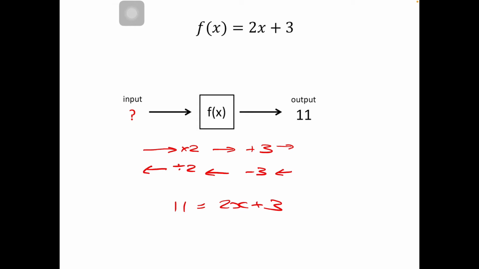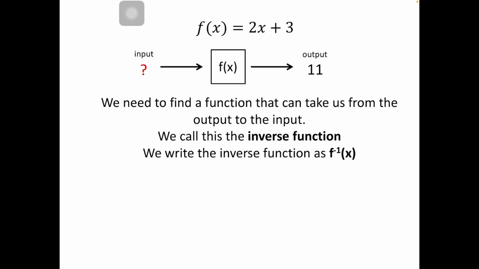However, what we don't want to do is have to solve for every single output we have. We don't want to have to keep solving equations each time, because it could get quite cumbersome, especially if we've got a more complex function each time. So what we need to think about instead is, can we create ourselves a function itself to take us from the output to the input? Now we'll call this the inverse function. It's going backwards, it's doing the opposites, it's doing the inverses. We write this inverse function as f to the minus 1 of x.